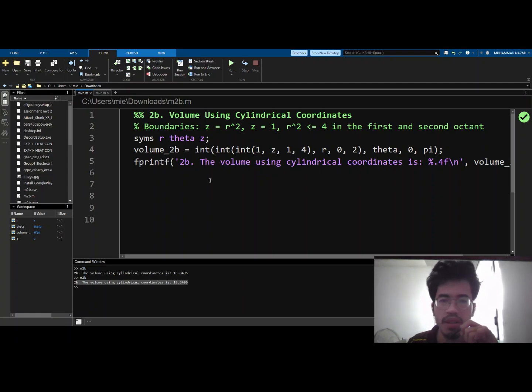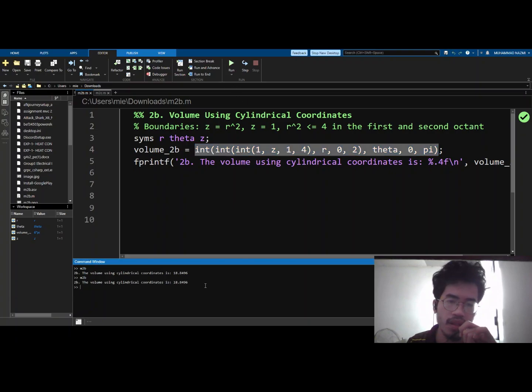So this is our code we use. The syntax is r, theta, z, and this is the formula for this question. So we use triple integral, the same as this formula. The 1 here is the value of integration that we find. So first, it will integrate with z, then with radius, and then we integrate with theta value.